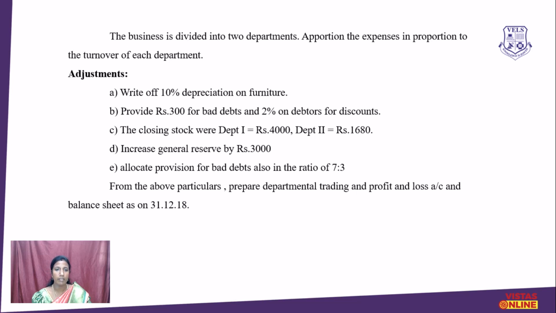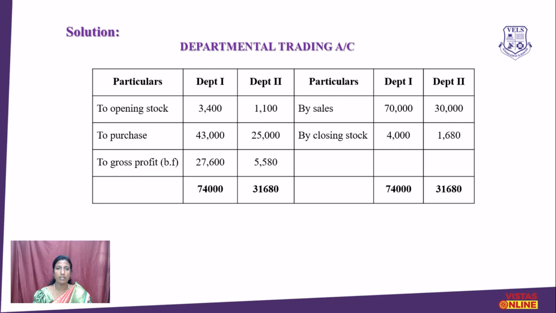A. Write off 10% depreciation on furniture. B. Provide rupees 300 for bad debts and 2% on debtors for discount. C. The closing stock of department 1 is 4,000, department 2 is 1,680. D. Increase general reserve by 3,000 rupees. E. Allocate provision for bad debts also in the ratio of 7:3. From the above particulars, prepare departmental trading account and profit and loss account and balance sheet as on 31st/12/2018. That is the solution.